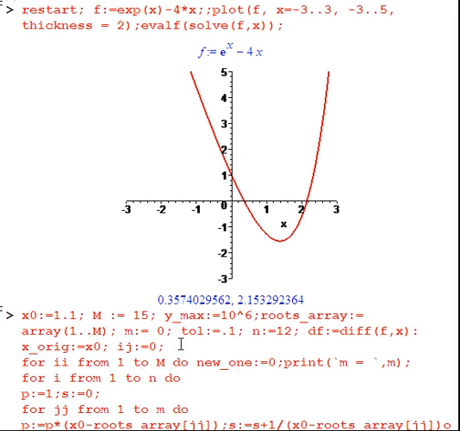What we don't know are the internal mechanisms Maple uses to find roots. Sometimes it finds them, sometimes it doesn't. But let's see what our program does here. Keep in mind, we're looking for about 0.36 and 2.15.